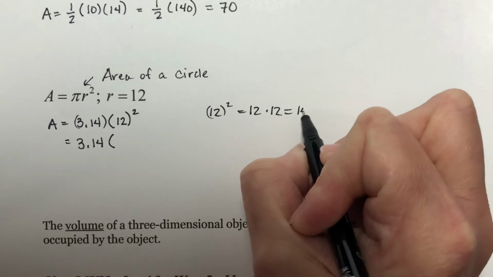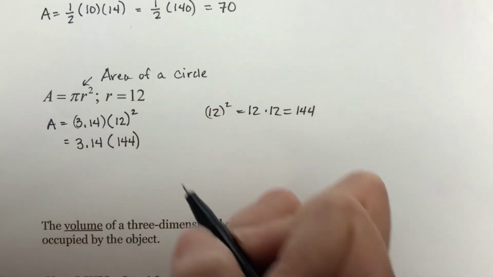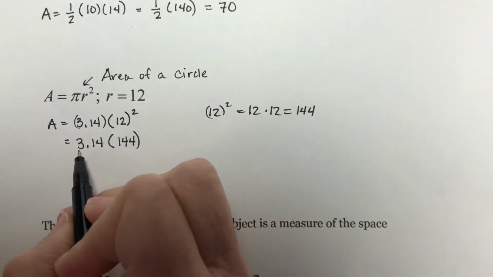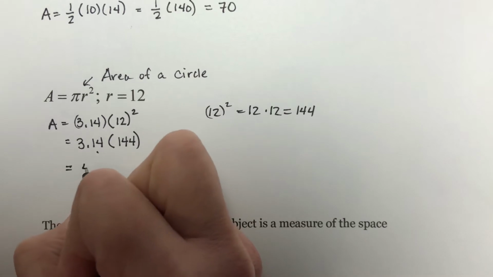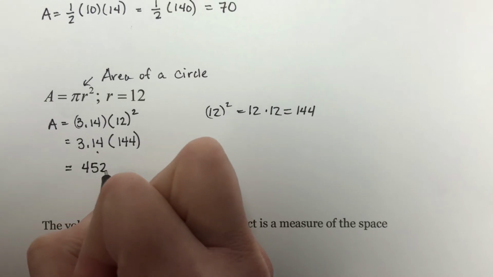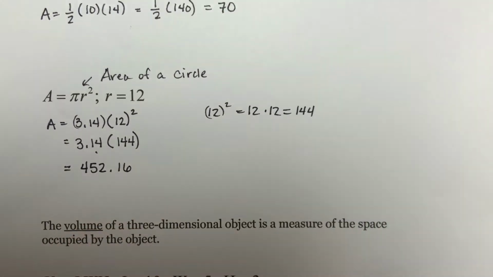which is 144. Now multiply 3.14 times 144, and your area is 452.16.